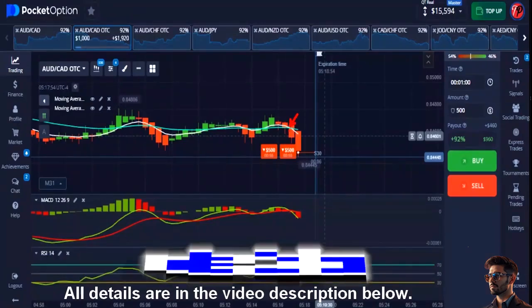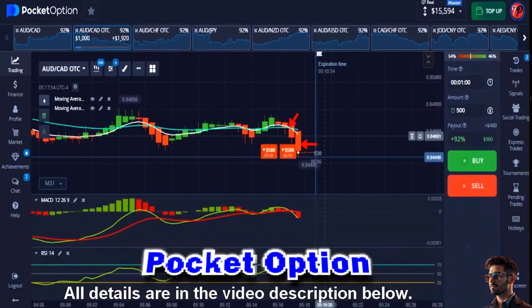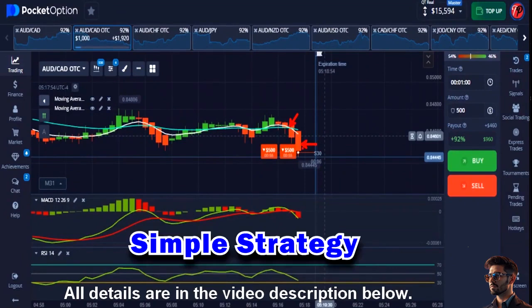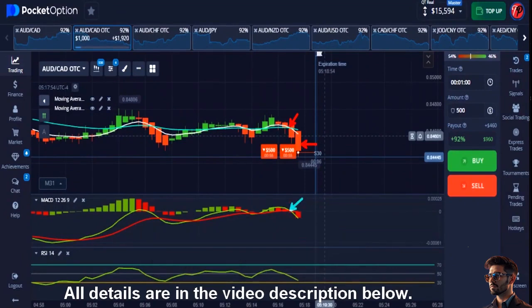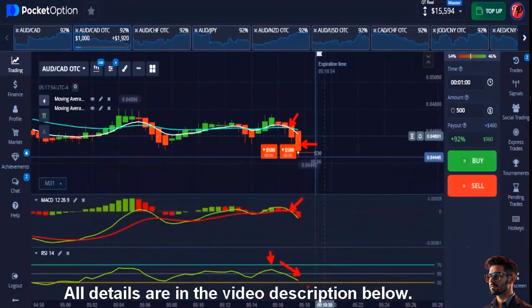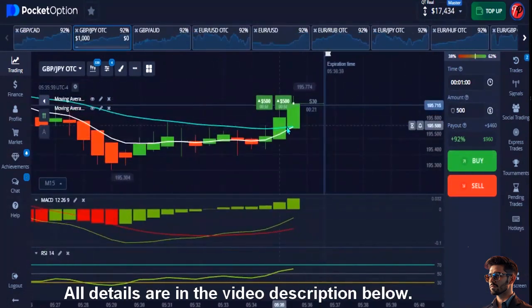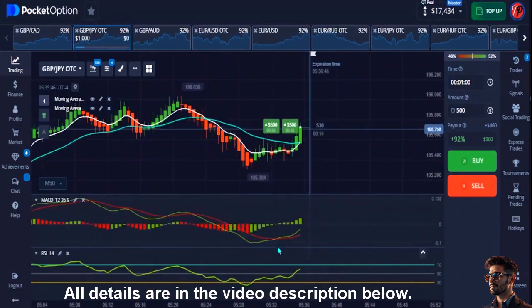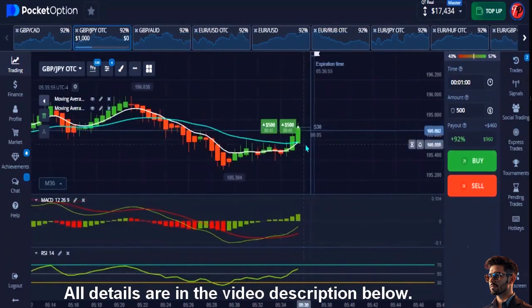I'll be trading again with IQ Option, and over here I have a very simple strategy to show you guys. For the past few weeks I've used this strategy and I've made over $30,000 in profit, and over here I'm going to show you exactly how we make use of this strategy to enter a trade. It's a very simple strategy in the market.